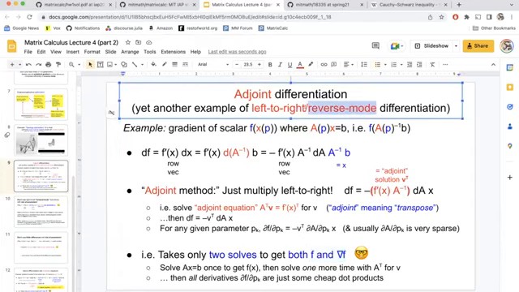Okay. So this is the adjoint method. It's exactly the same idea as backpropagation in neural networks. It's exactly what people in automatic differentiation call reverse mode, but it's really just doing chain rule left to right. And I want to make sure you understand why it is so important to do it left to right.